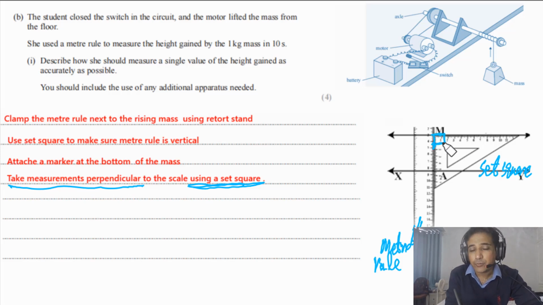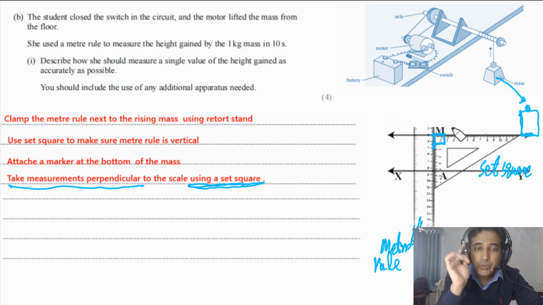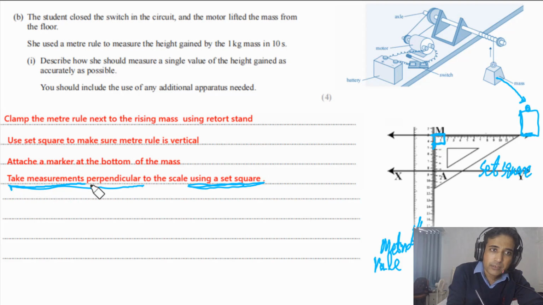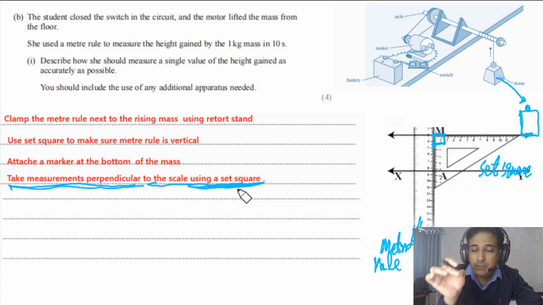First of all, you have to place your set square like this. And then this part, you have to align with the bottom of the mass. So this one is the mass, I mean this mass we have drawn here. Then you can read from the meter rule. So this is how you can use a set square, and this is the meaning of take measurements perpendicular to the scale using a set square. I hope this helps. If you still have any questions, you can ask me in comments.